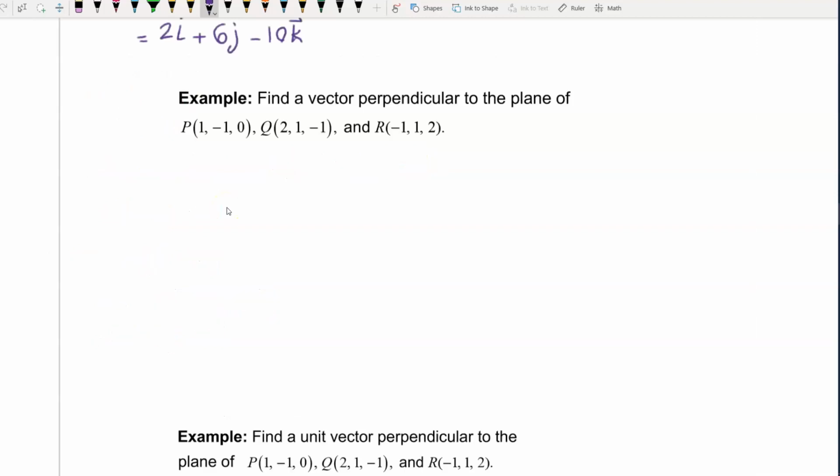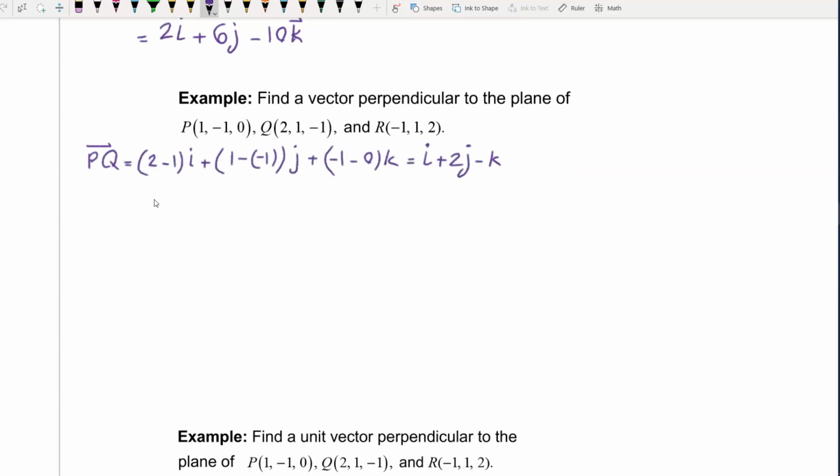Example, find a vector perpendicular to the plane of P, Q, R. P we have 1, negative 1, 0, and Q we have 2, 1, negative 1, and R it is negative 1, 1, 2. First, we need to find the two vectors in the plane with the same initial point. So I'm going to compute the vectors PQ and PR.